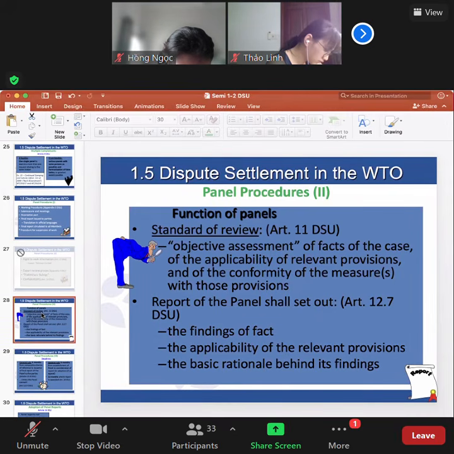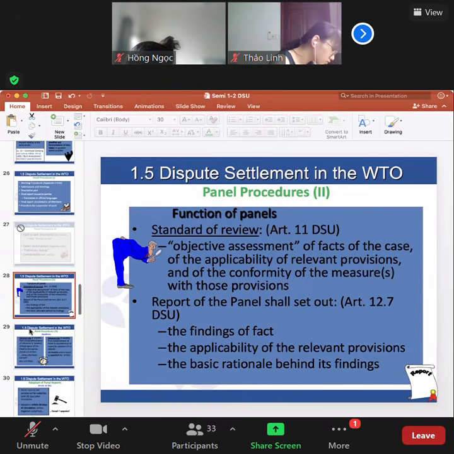Now, a normal panel report has to set out these things: the findings of fact, and the applicability of the relevant provisions, and how in this case these specific actions have been considered a violation or not, and also the basic rationale behind its findings. And so here, the panel report has to be circulated to the disputing parties, and it has to be put on the agenda for approval by the DSB. Now, that is the panel procedures.